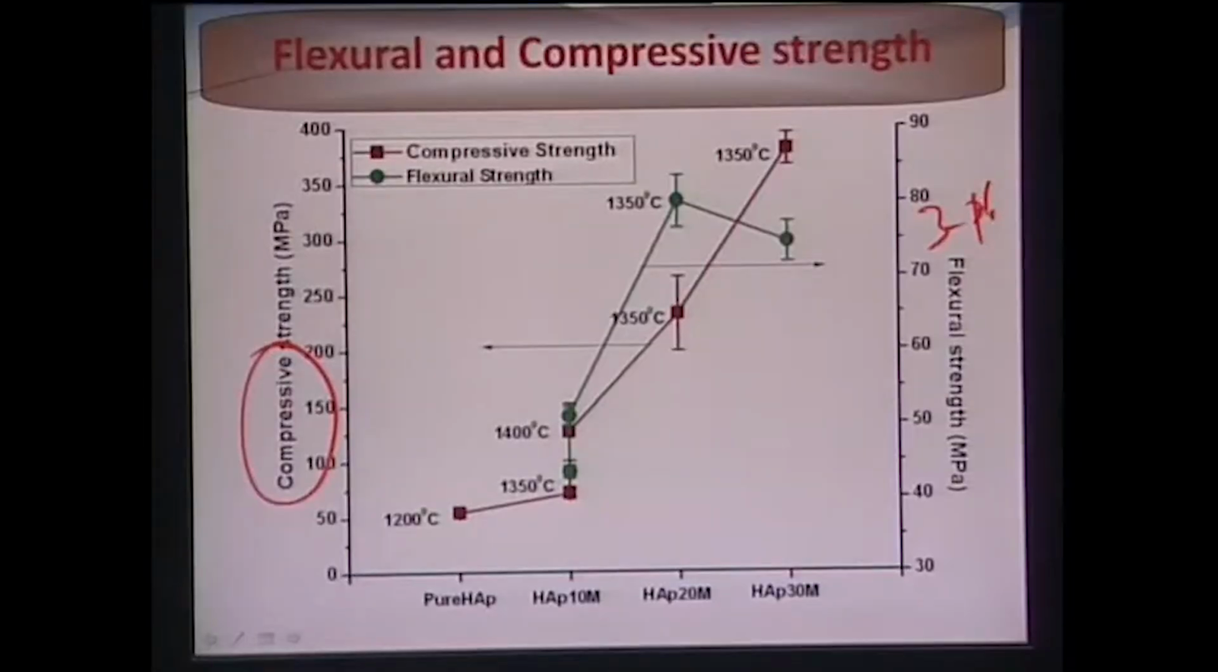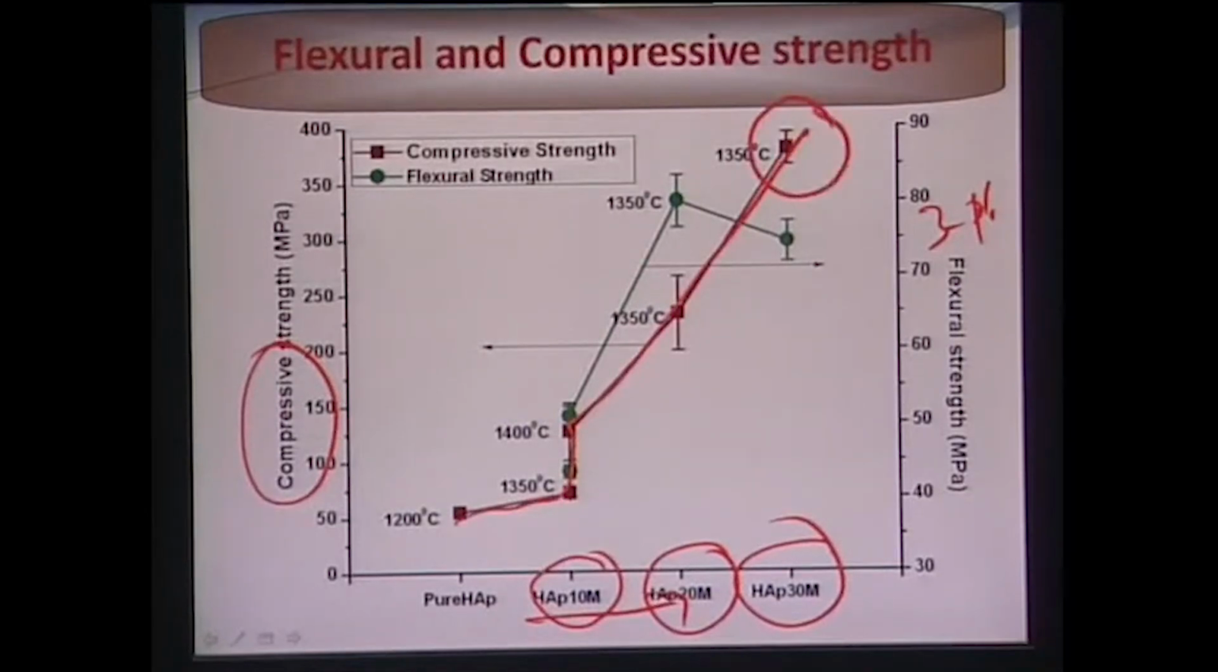Now what you can notice here is that with increasing mullite content, like half 10m, half 20m and half 30m, that essentially means 10 weight percent mullite, 20 weight percent mullite and 30 weight percent mullite, your compressive strength subsequently increases, and this increased value can go as close as 400 megapascal. Now 400 megapascal compressive strength in ceramics is quite a respectable number.